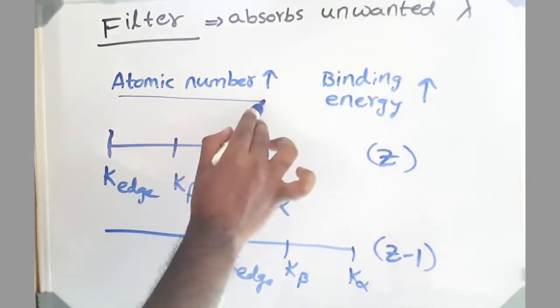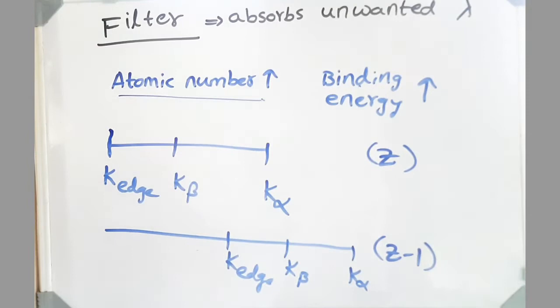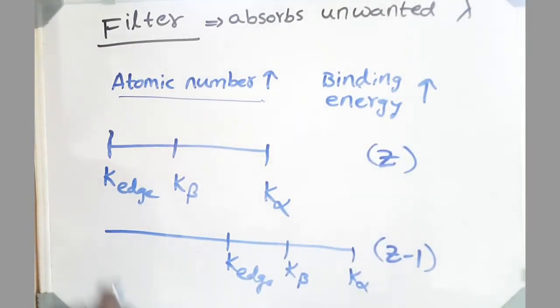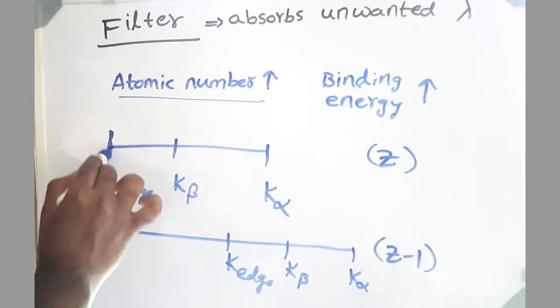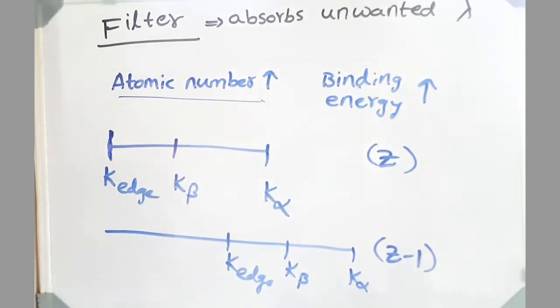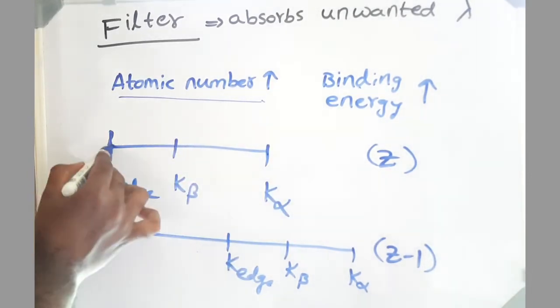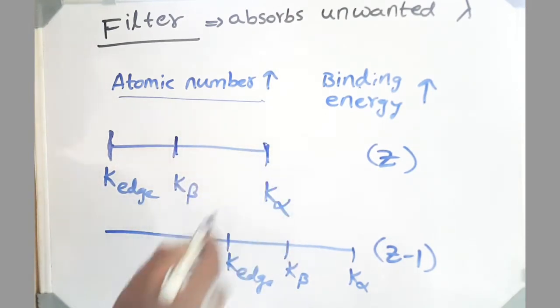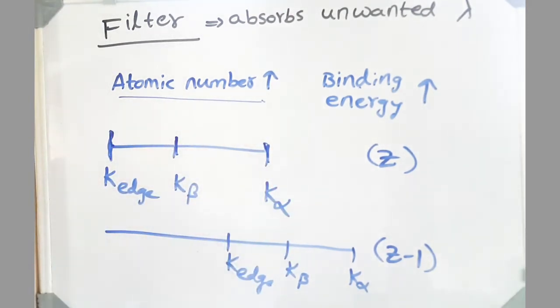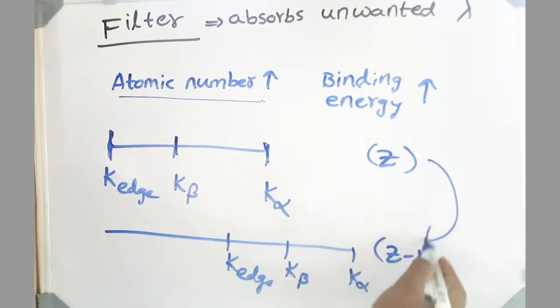With increasing atomic number, the binding energy of the K shell electron increases. Why? Because there are more protons and neutrons in the nucleus, so the binding energy increases. We understand that for the same metal, the K absorption edge is greater than K beta and K alpha. Now, for our choice of filter, the K edge should fall between these two, which means the binding energy should be less for the filter. So if we reduce the atomic number, the binding energy decreases.